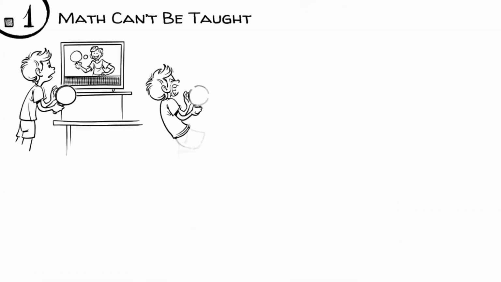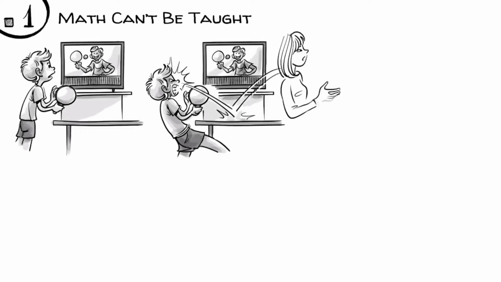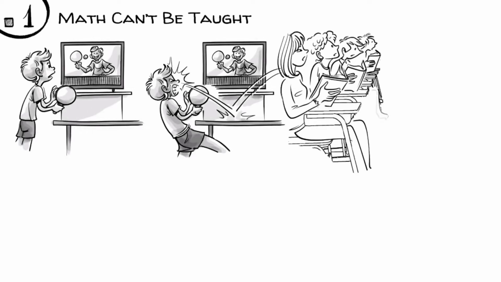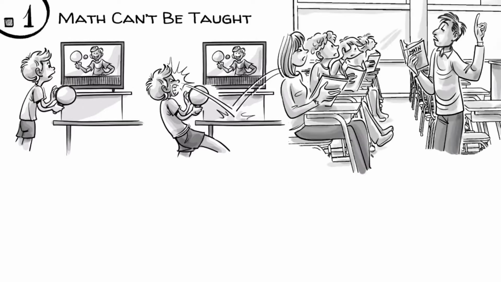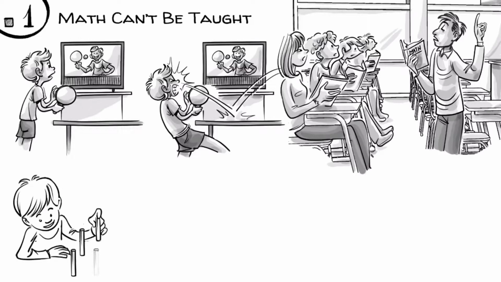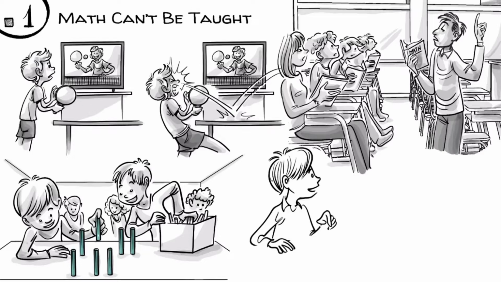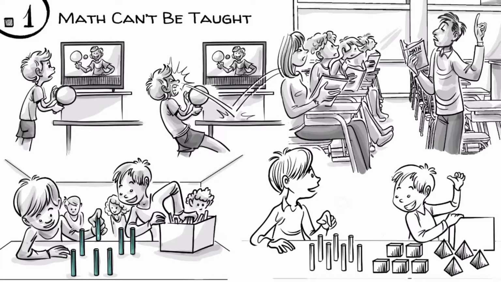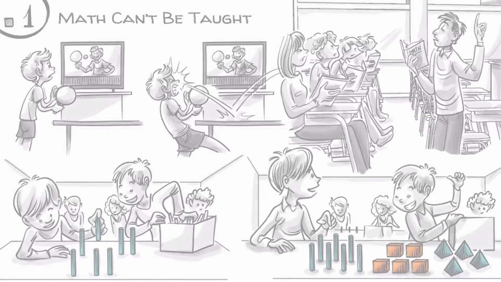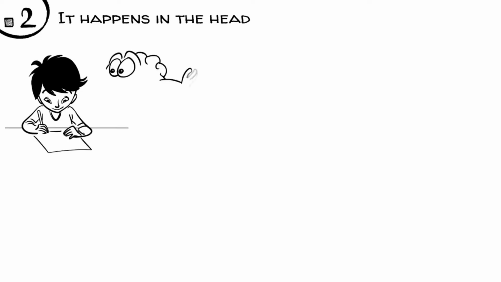Math can't be taught. Just like we can't learn ping pong from watching videos, children can't learn math from reading textbooks or listening to a teacher. Instead, they learn math by doing math, ideally with real objects, because only when they do math are relationships constructed right where math happens, in their heads. It happens in the head. Whatever is on paper is merely a representation of mathematical thinking that happens in the brain.